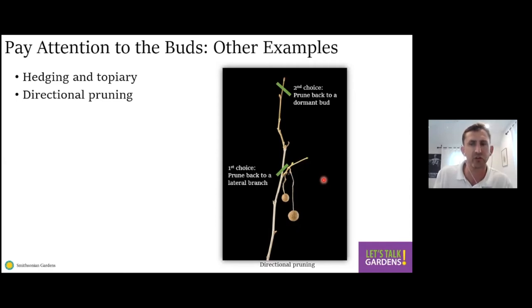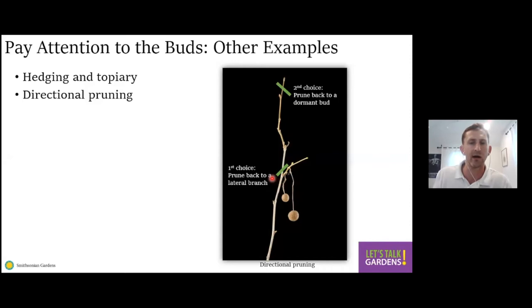Directional pruning is another good example. And that's most recognizable as the ugly pruning that your utility company uses to keep the trees out of the power lines. It can be a super useful tool for your own trees, and that relies on identifying where the buds are and how they're going to respond in a way that the person pruning that tree can direct that growth to where they want it, such as away from the power line or away from over the top of your house. Those sorts of things is what we're looking at with directional pruning.